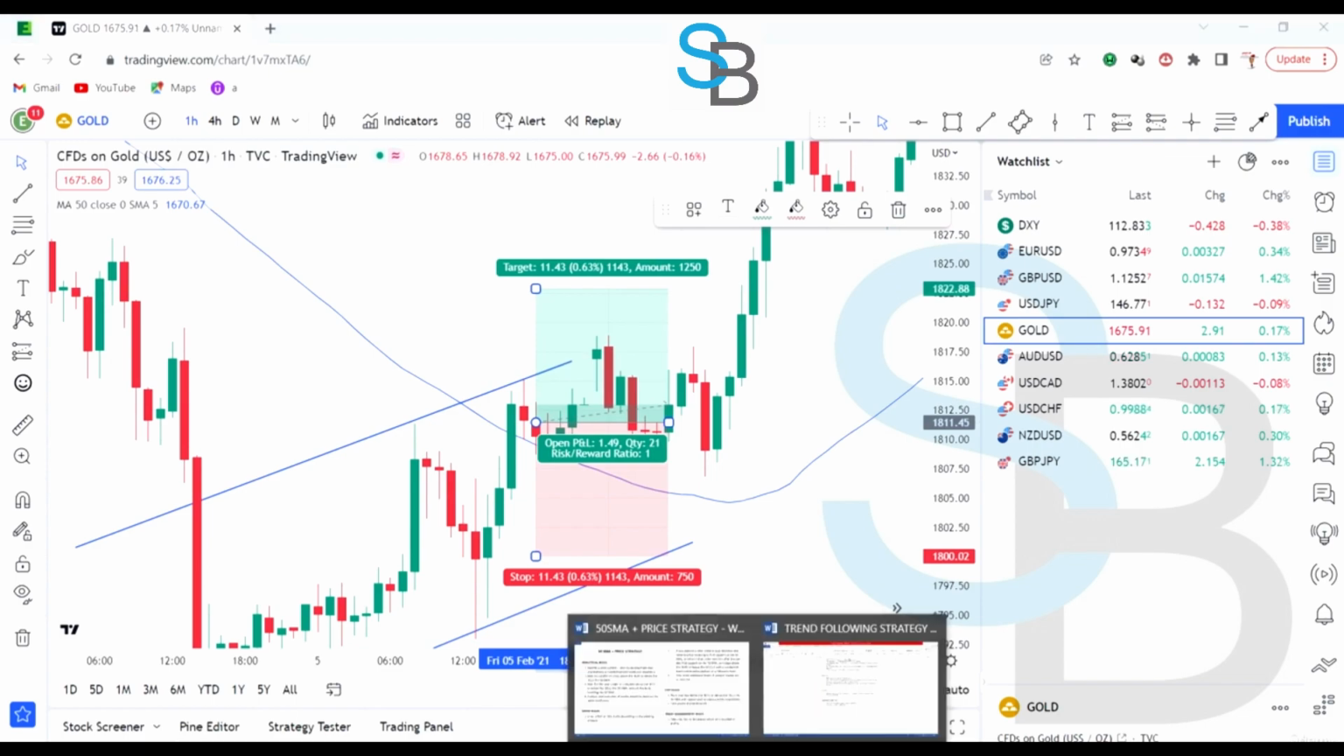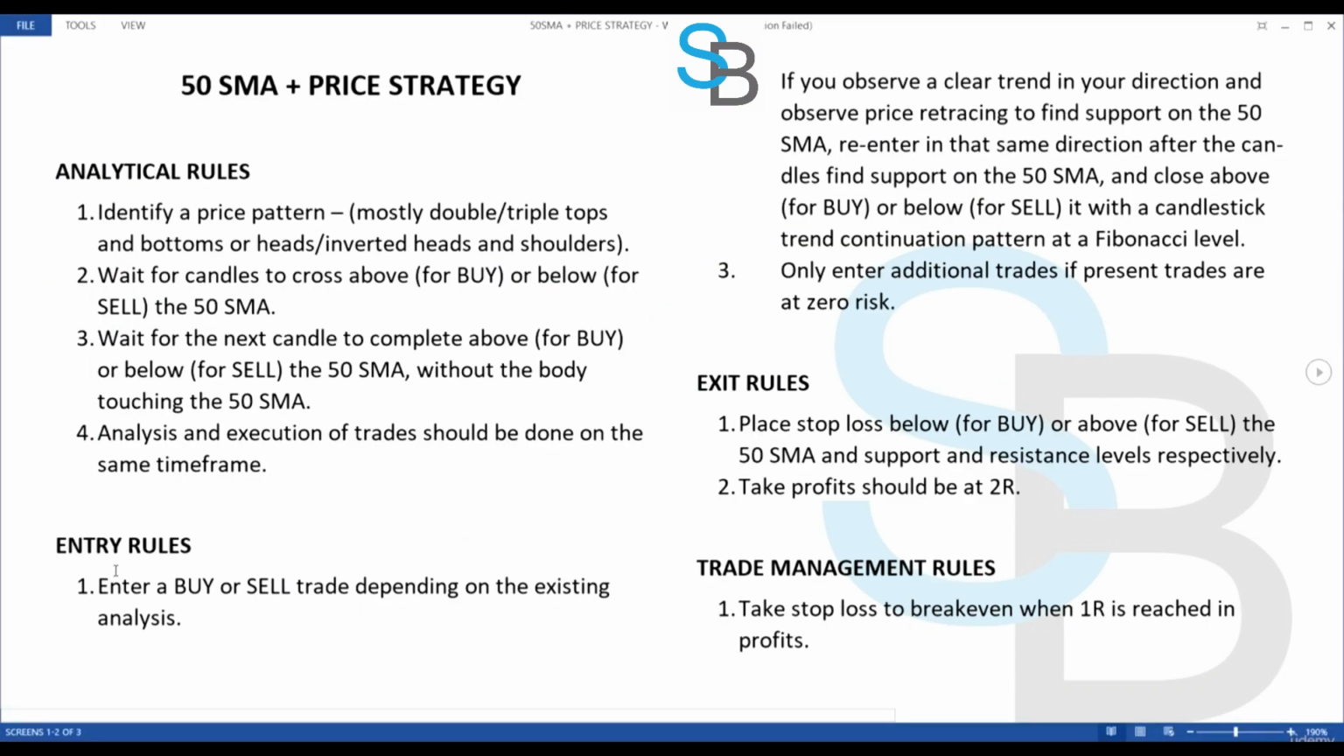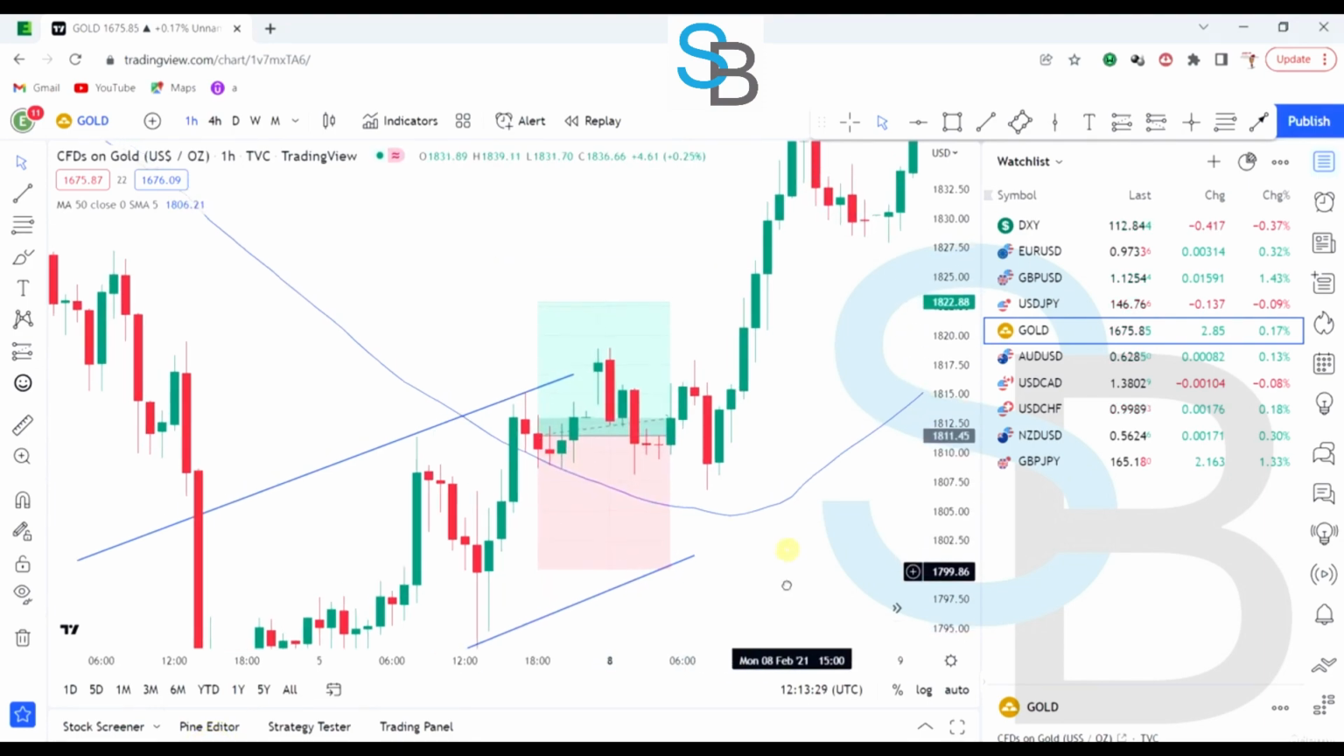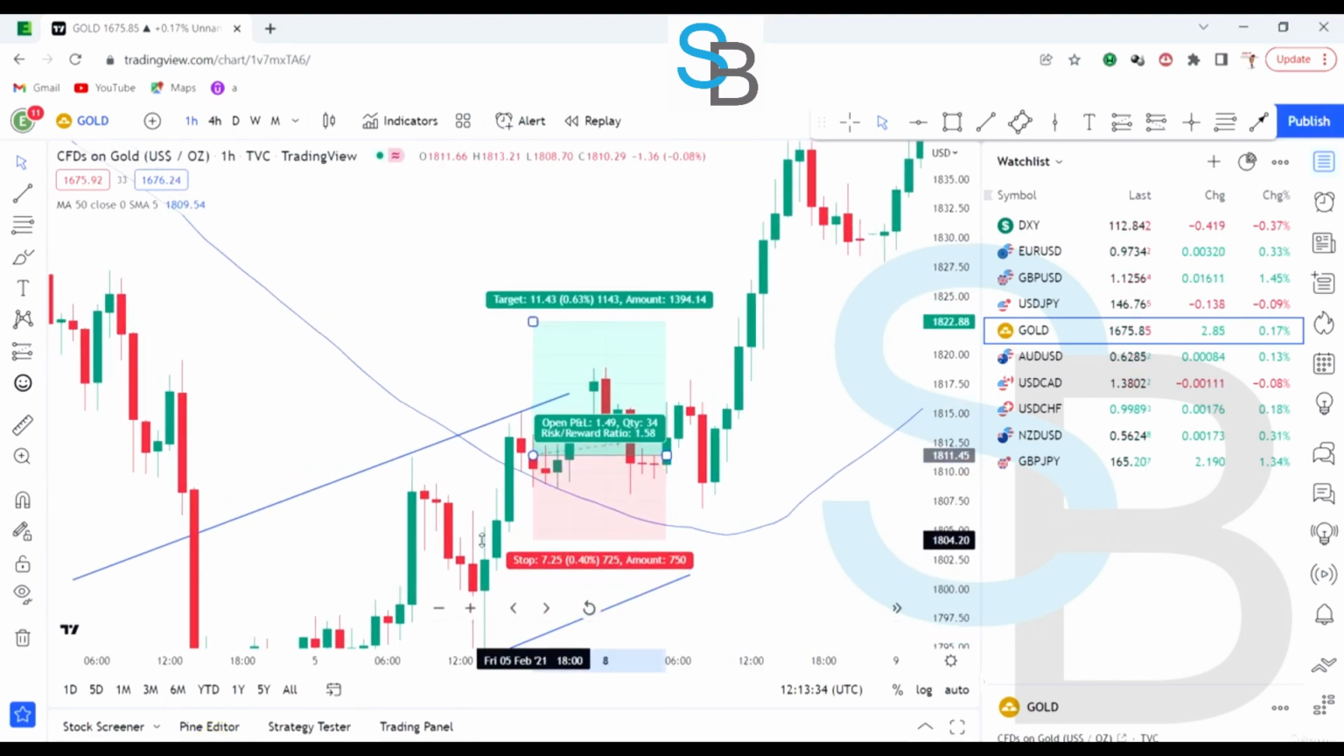So the next rule, which is our entry rule, is to enter a buy or sell position depending on the analysis. Depending on our analysis, we are entering a buy position, right? And then what about stop loss? Place stop loss below for buy or above for sell the 50 simple moving average and support and resistance levels respectively. Take profit should be 2R, right? So it means our stop loss level should be somewhere around here. Remember we'll try to risk as little as possible.